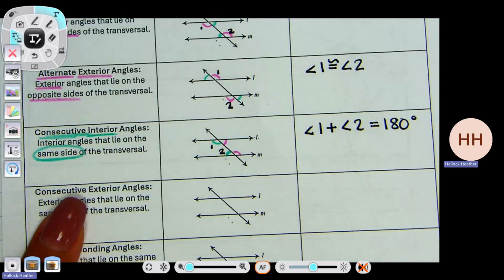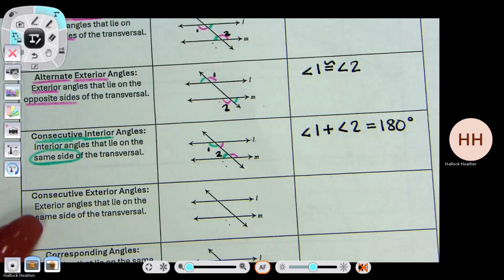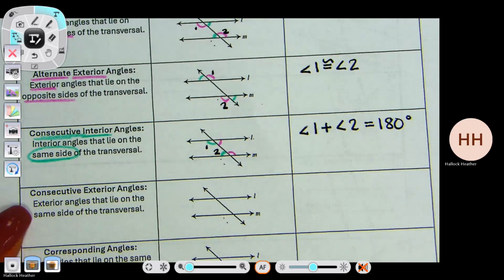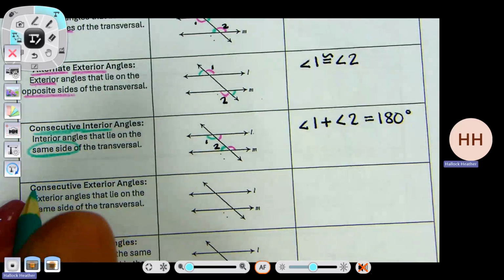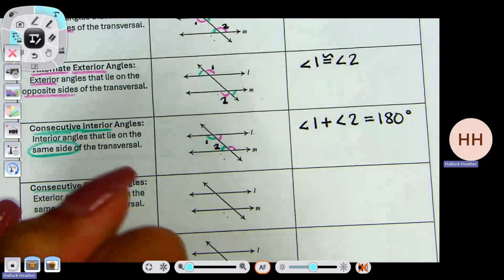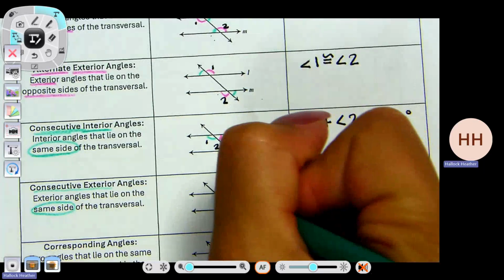Consecutive exterior is the same thing as this, but instead of on the inside, they're going to be on the outside. Consecutive exterior. So they're on the same side still, but instead of in the middle, they're going to be on the outside. Easy.